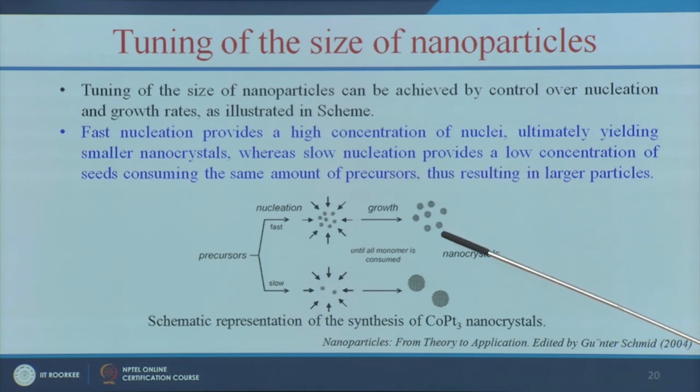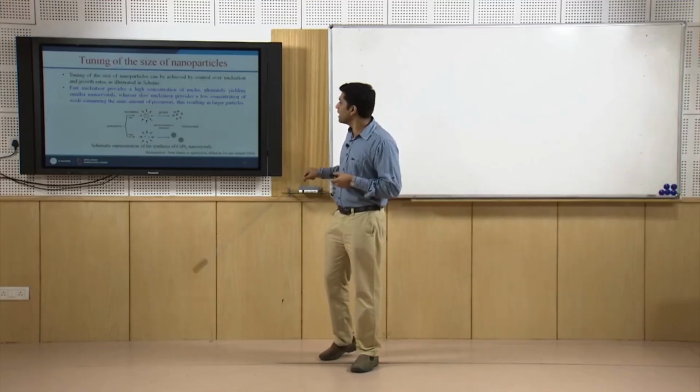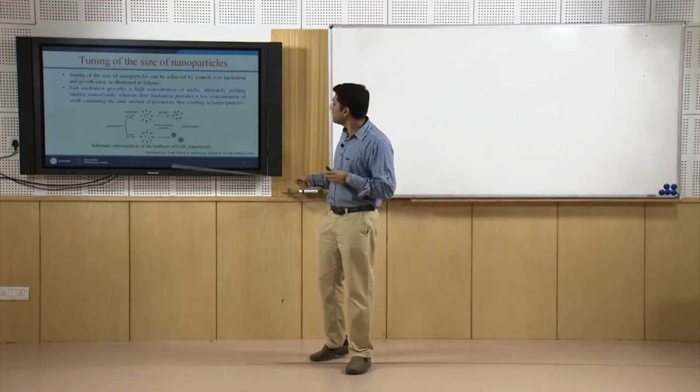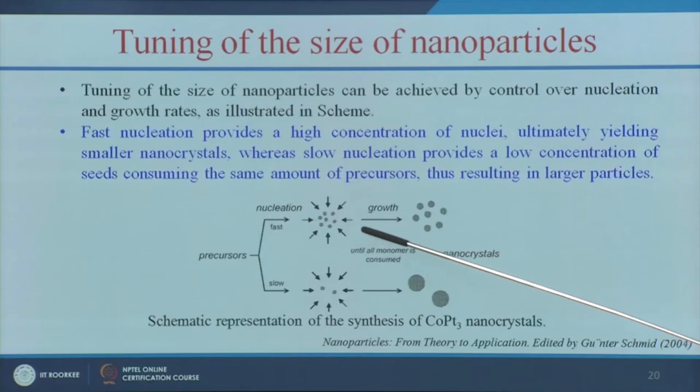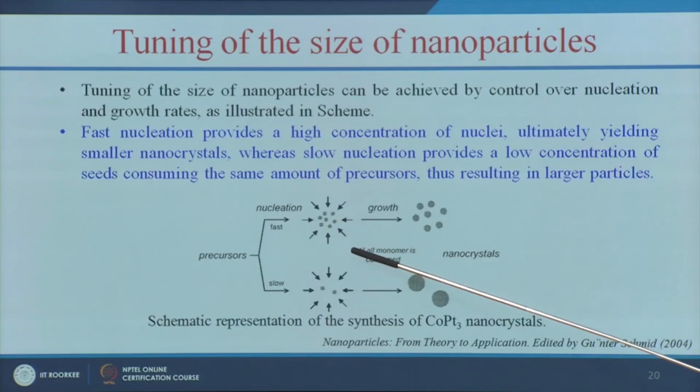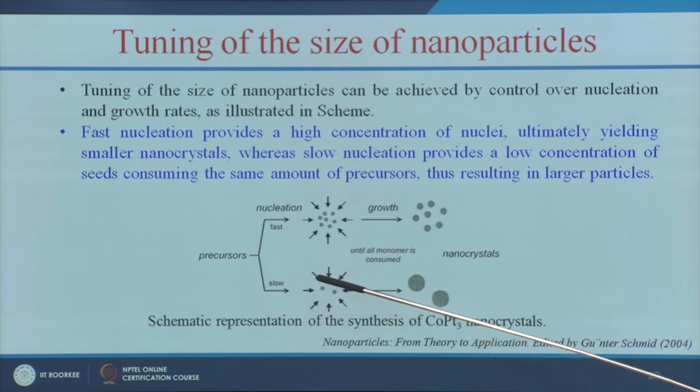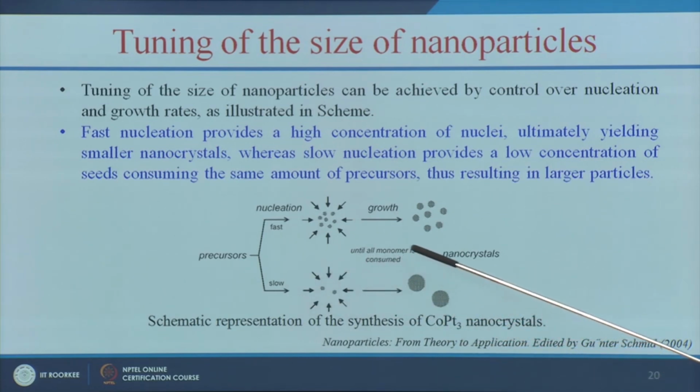A simple example is, if you have 5 persons and you have 50 rupees, each will get 10 rupees. But if you have 2 persons, they can each share 25 rupees. Similarly, here you can see, if you have a larger number of nuclei and the precursor amount is the same, you will get small size particles. During slow nucleation, you have only 2 nuclei, but again the precursor is the same. So all the units are consumed and the crystal grows to a bigger size.